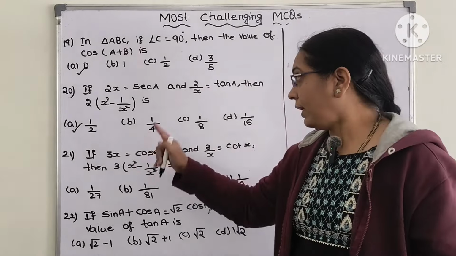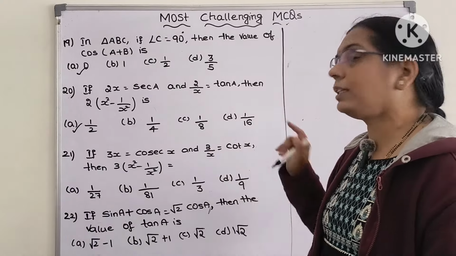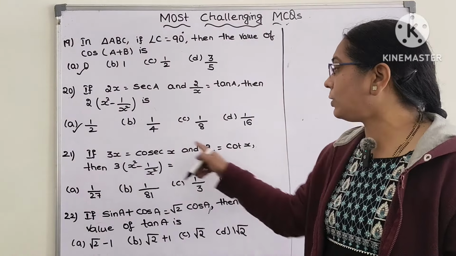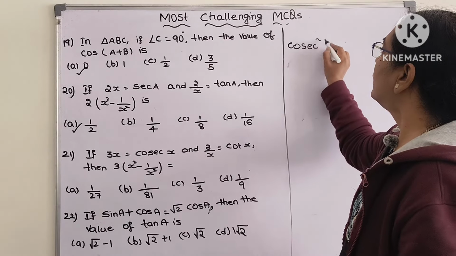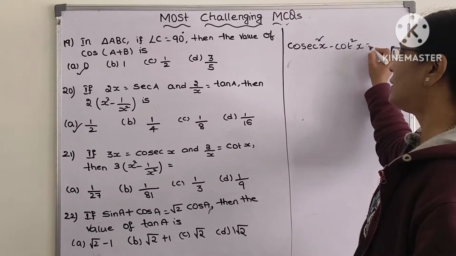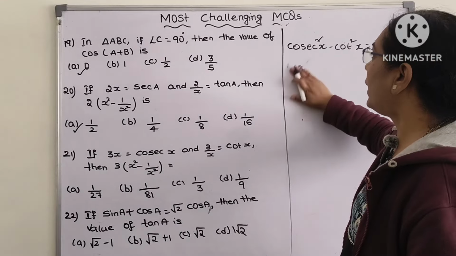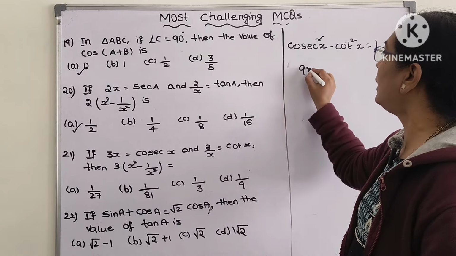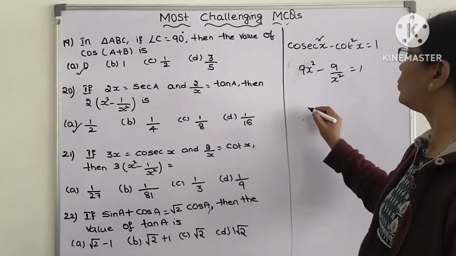The next one, very similar to the previous one. 3x is equal to cosecant and 3 by x is cot. They are asking us to find the value of this. So which is the identity which binds cosecant and cot? Cosecant square x minus cot square x is equal to 1. When you square cosecant x, it will become 9x square. This will become 9 by x square, which is equal to 1.